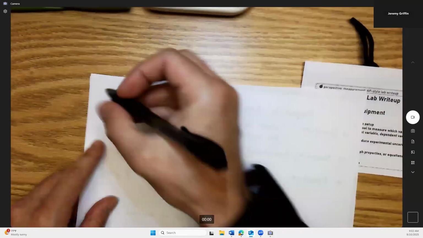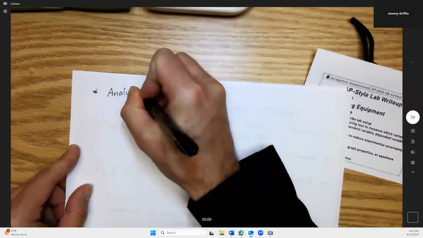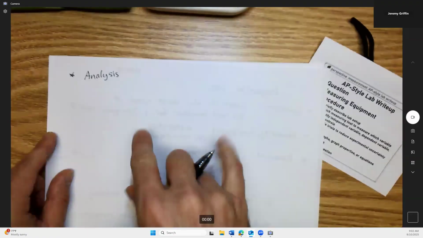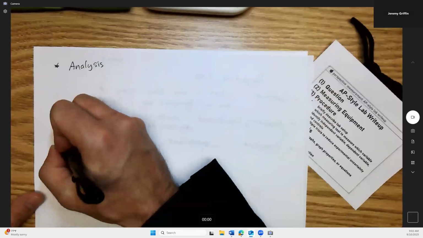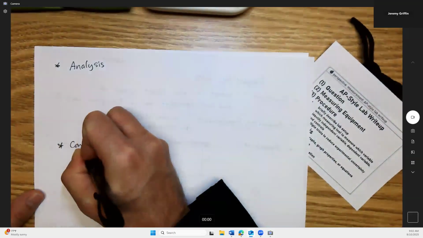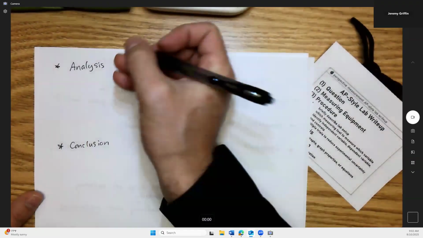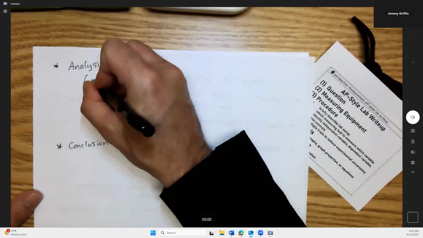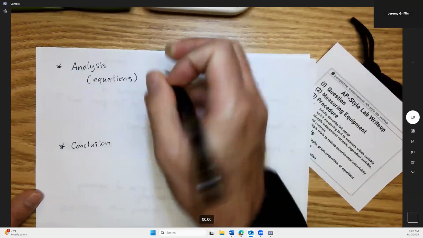Okay, next part. This is analysis. I will leave analysis to you guys, and then you're going to come up with a conclusion. When I'm looking for analysis, sometimes I'm looking for graphs, but not today. Today I'll just write in parentheses, equations. I want you guys to actually solve some equations.